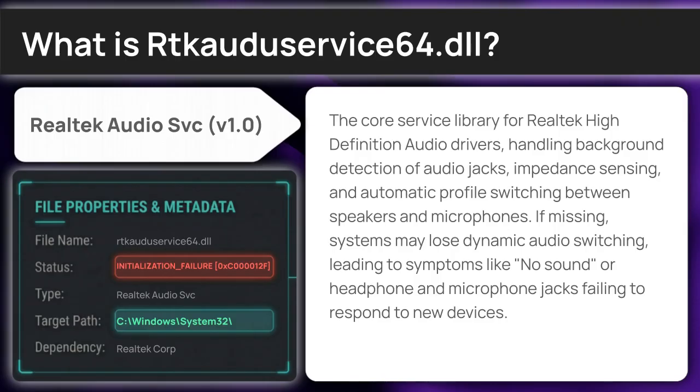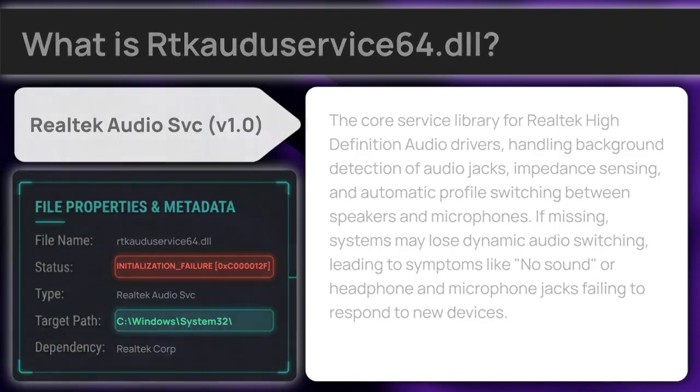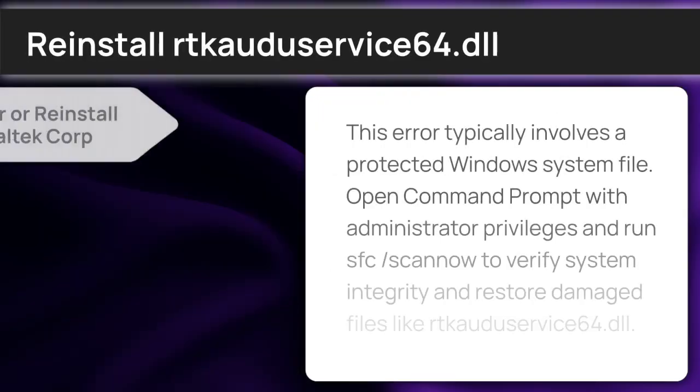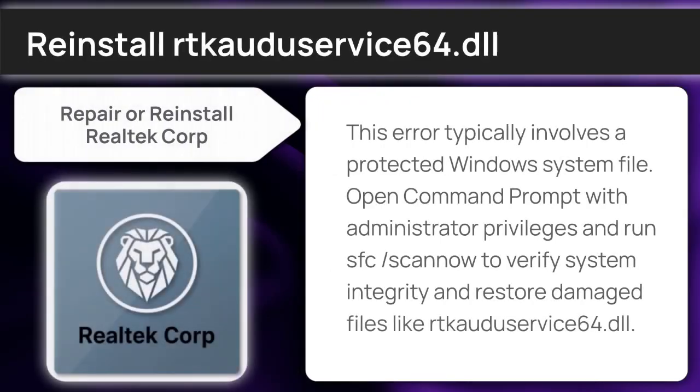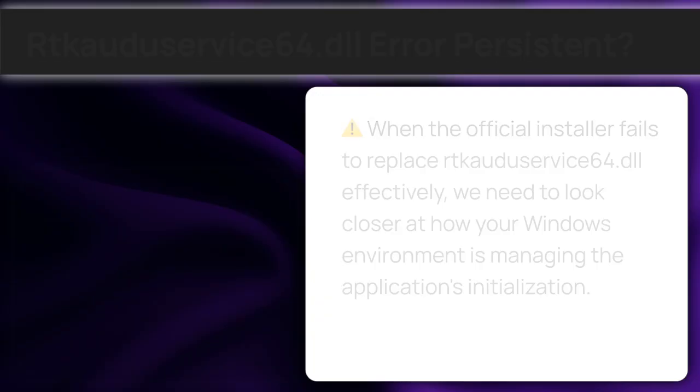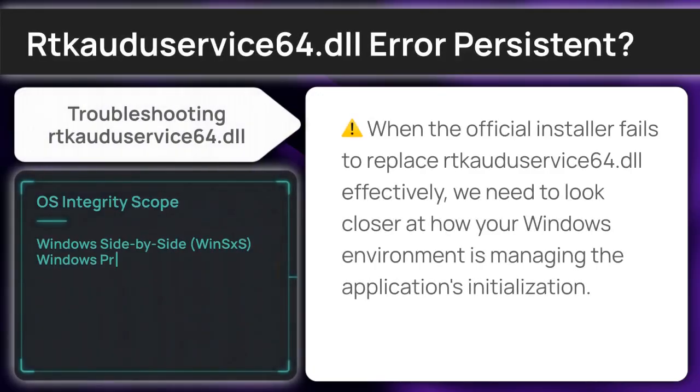Since we've covered what this file is, let's move to the primary fix. This error typically involves a protected Windows system file. Open command prompt with administrator privileges and run sfc /scannow to verify system integrity and restore damaged files like Realtek Audio Svc64.dll. If you're still finding yourself stuck after the reinstall, our next priority is to check for any active blocks in the system path.